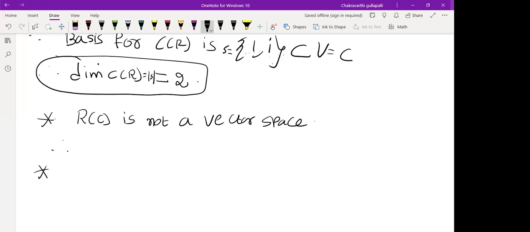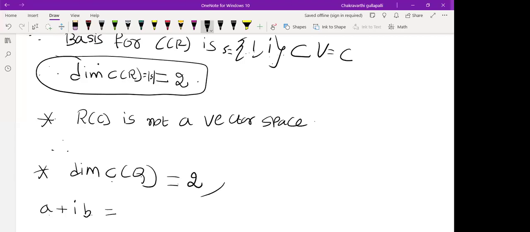How about the dimension of C over Q? Q is also a field. Q is a subset of C. So what is the dimension? Any one of you, can you tell me? Two, ma'am? Because you can write every complex number as A plus IB, where A and B are real.